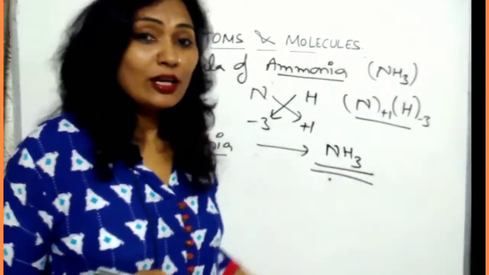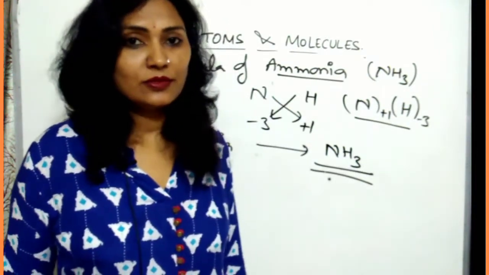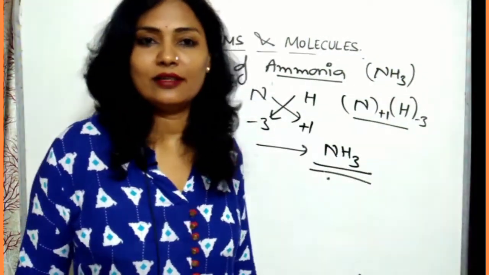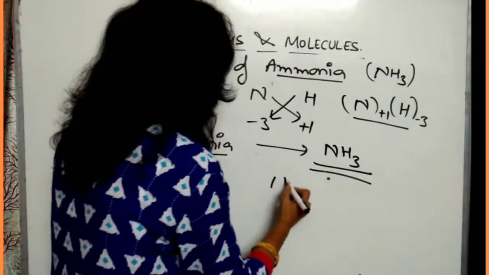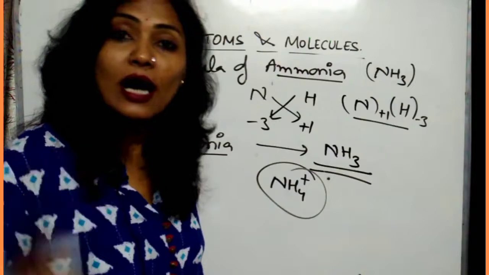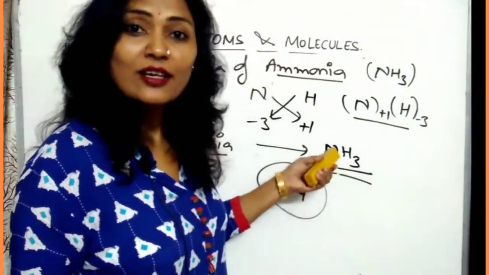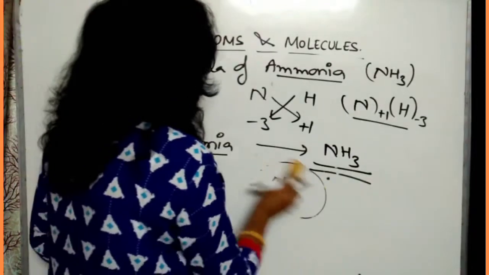Ammonium is different and ammonia is a gas. Ammonia is different from ammonium. Ammonium ions contain NH4 positive, that is the ammonium ion. And ammonia is a compound.